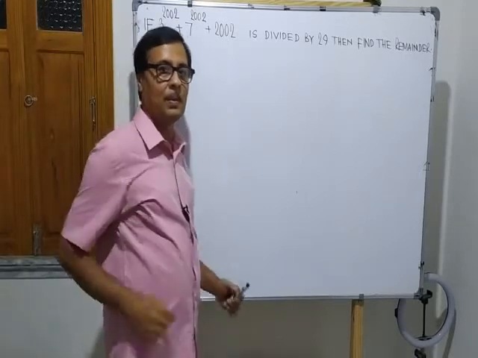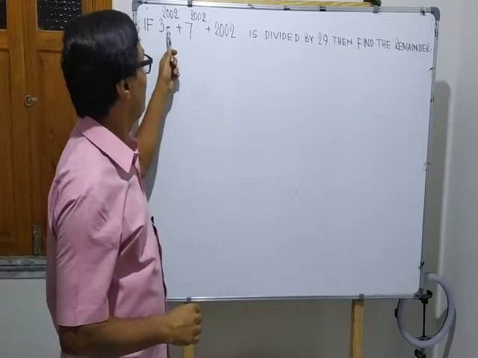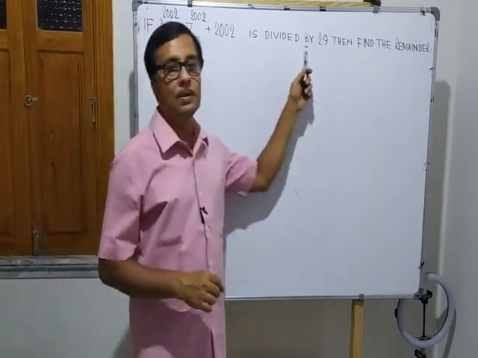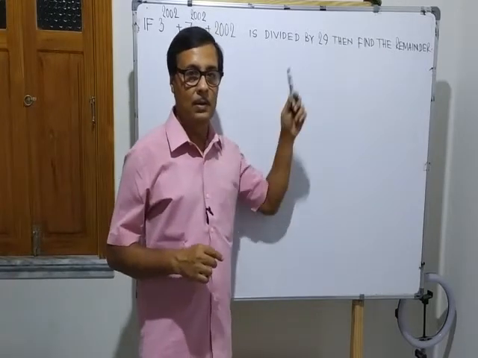This is a very beautiful number theory problem. Here, if 3 to the power 2002 plus 7 to the power 2002 plus 2002 is divided by 29, then find the remainder of this division.